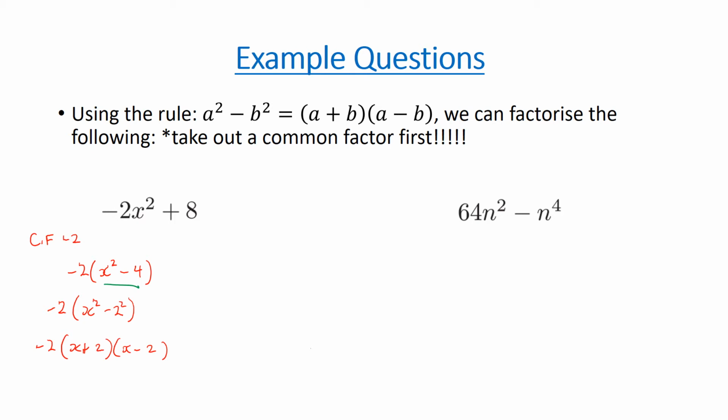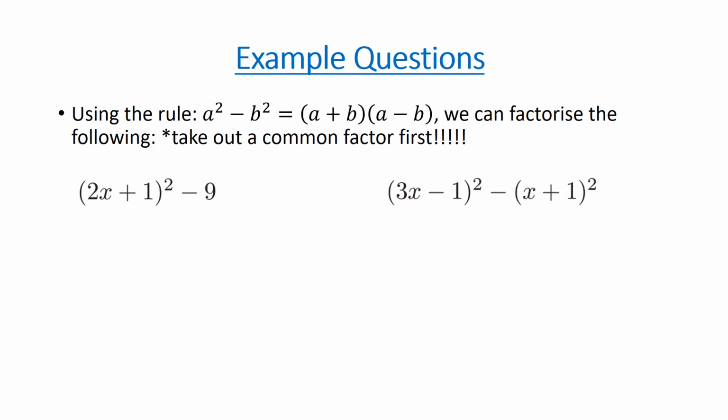In our second example, we might take out n squared as a common factor. So a common factor would be n squared. That would leave us with 64 take n squared. And straight away we can see that 64 is actually 8 squared take n squared. Therefore our factors, we're going to have n squared out the front, then we're going to have 8 and n, 8 and n, and we're going to have a positive and a negative. Alright, so take out the common factors if you need to, and then hopefully you'll be left with the difference of two squares to be able to factorise.